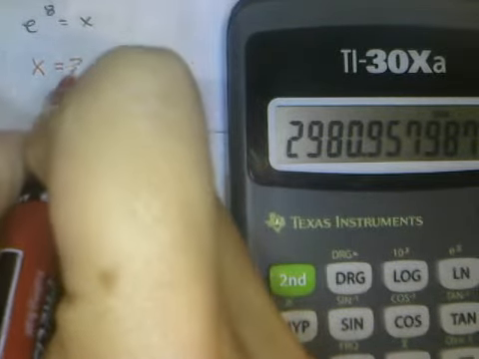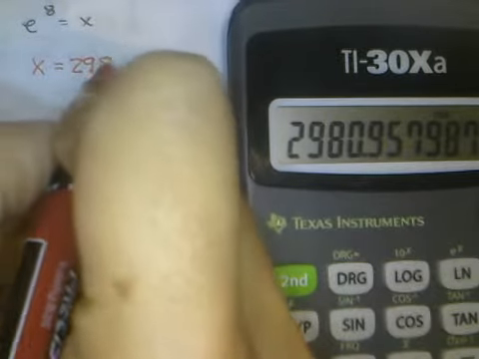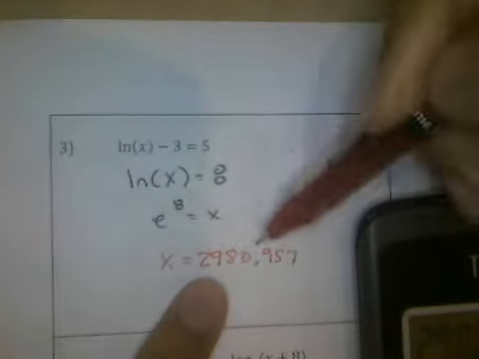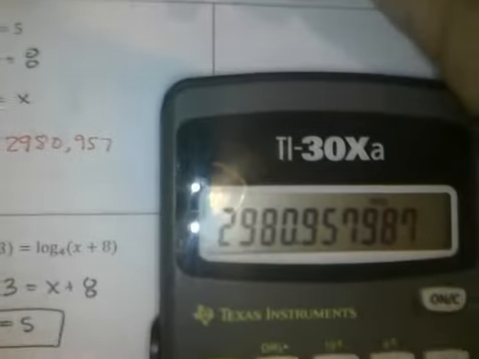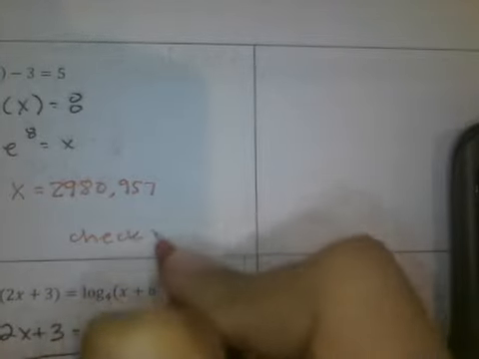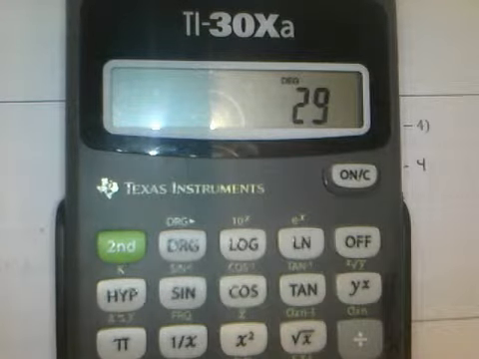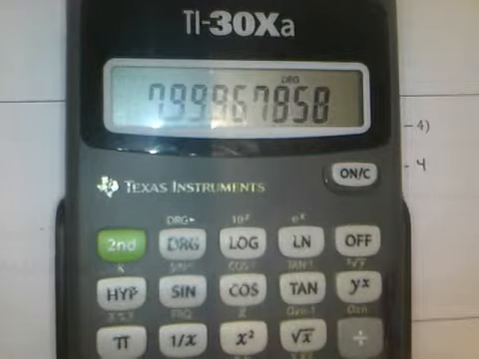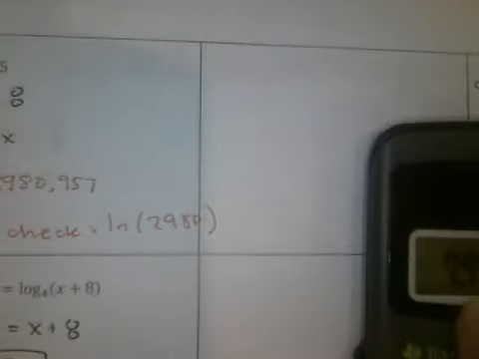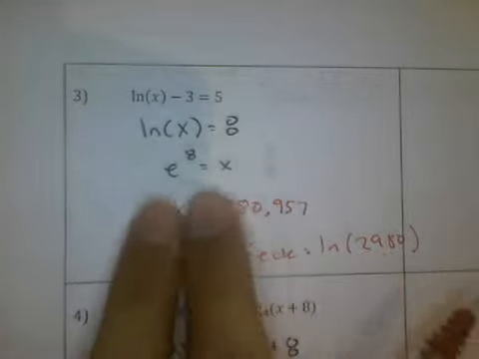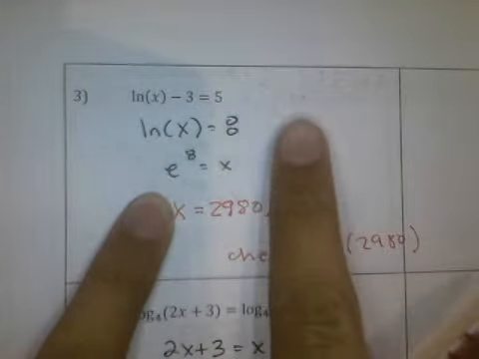X equals 2,980.957. Of course, you could check that answer by plugging it right back in here. If I were going to plug this number here, I would use a different button on the calculator. That's when you use the ln button. If I wanted to check and evaluate ln of 2980, I would just put 2980 in the calculator and hit ln. I would get something pretty close to 8, and 8 minus 3 equals 5 on both sides. This is where you use the ln button. This is where you use second to get the e to the x.